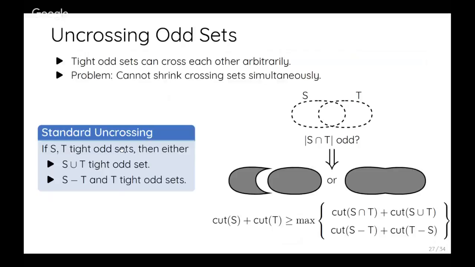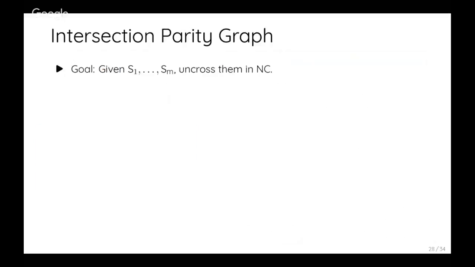So what I just said basically boils down to this: if you have two sets that cross each other, you can either replace both of them by S union T, or remove their intersection from one of the two sets, arbitrarily from either of the two sets. Whether you can do case one or case two only boils down to the parity, right? Whether this set is odd or not, or whether this set is odd or not, and you're guaranteed that one of these two cases happens.